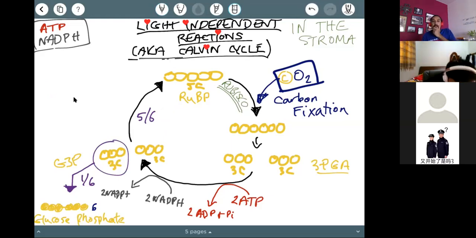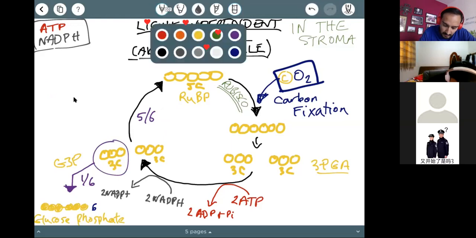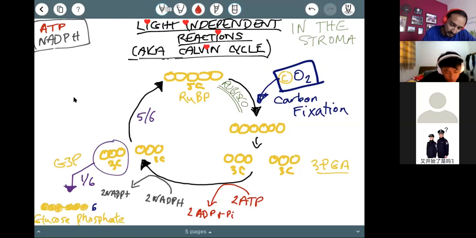How do we feel about that? Oh, there's one thing missing. We forgot one thing. To power this rearrangement, to go from these 15 randomly arranged carbons into 3 organized molecules of RuBP, it's going to cost us a little bit of energy here.